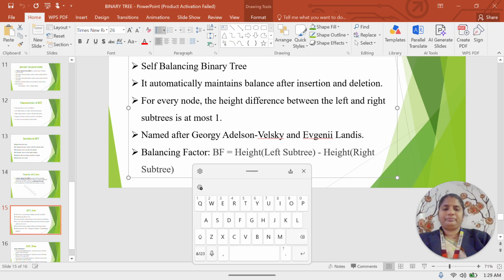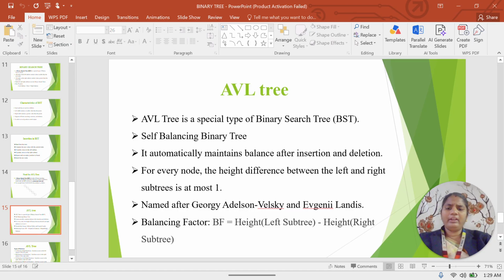Whenever we insert an element, it will check whether the tree is balanced or not. To check the balance, the next point is that for every node, the height difference between the left and right subtree should always be -1, 0 or 1. We will see this point with an example. The name AVL tree came because it was developed by Georgy Adelson-Velsky and Evgenii Landis. So because of their names, it is called the AVL tree. The main things we have to check in an AVL tree are two things.